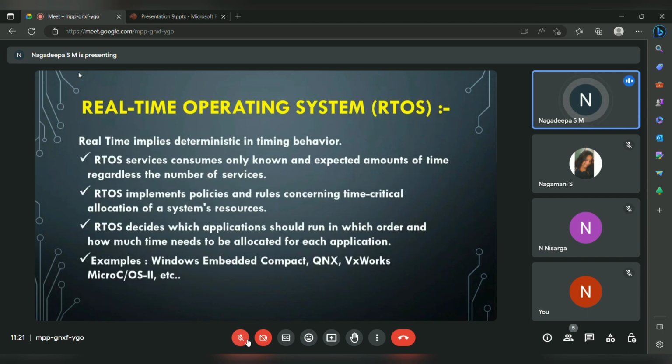Real time implies deterministic timing behavior. RTOS services consume only a known and expected amount of time regardless of the number of services. RTOS implements policies and rules concerning time-critical allocation of a system's resources. RTOS decides which applications should run in which order and how much time needs to be allocated for each application. These are examples of real-time operating systems: Windows Embedded Compact, QNX, VxWorks, MicroC/OS-II, etc.